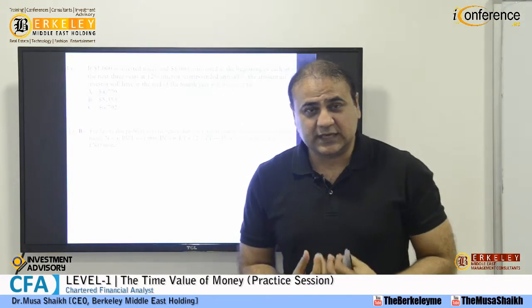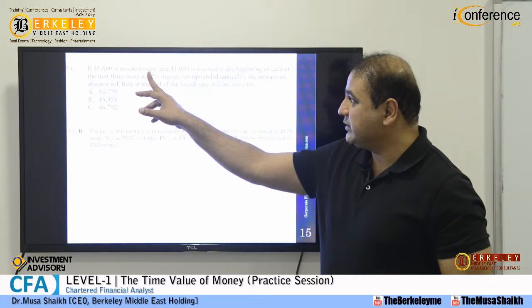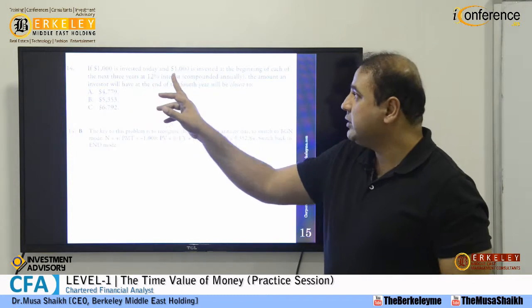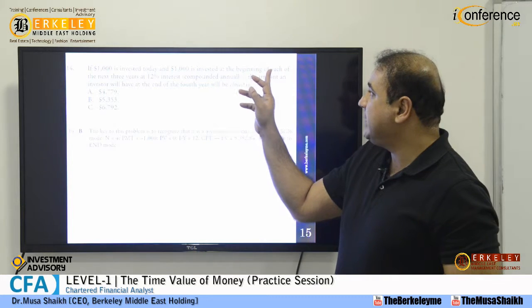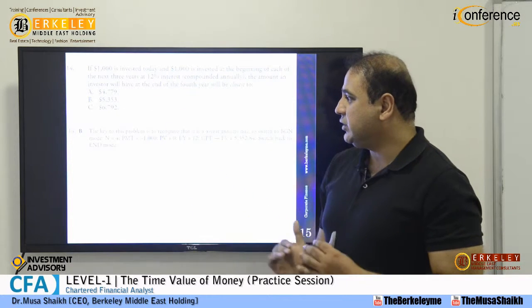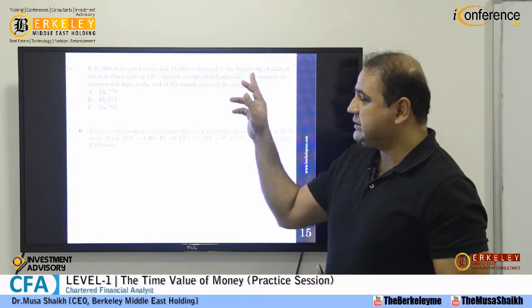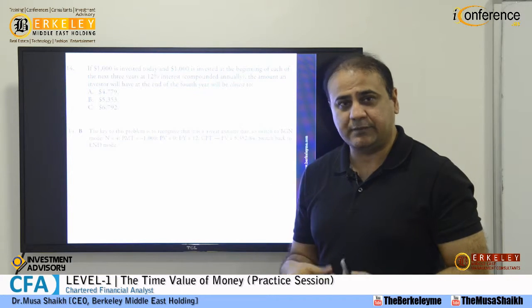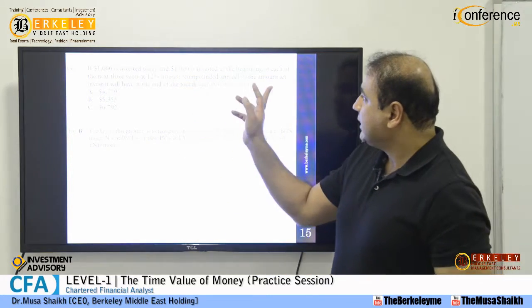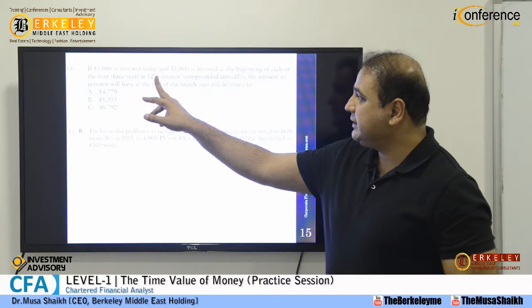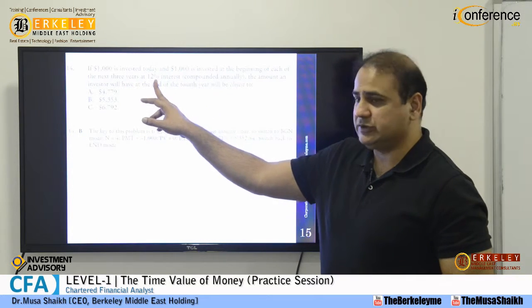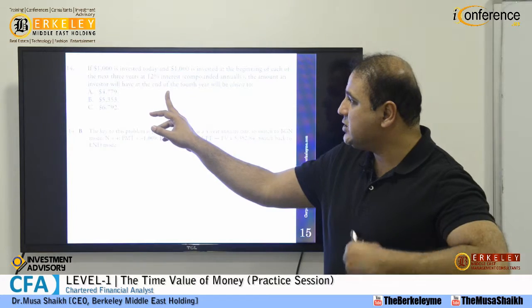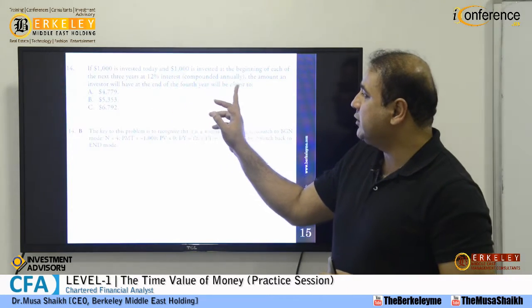I'll do another question that is really important. If 1000 is invested today, so today what you're going to invest is your present value, and 1000 is invested at the beginning of each of the next 3 years. So in that scenario, when we say we want to receive money at the beginning of the year, we have to change the calculator to beginning mode, and the next 3 years at 12% interest, compounded annually. So 12% is your IY. The amount an investor will have at the end of the 4th year will be closest to what?